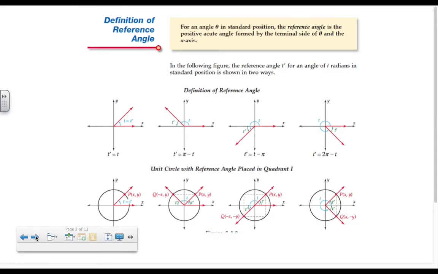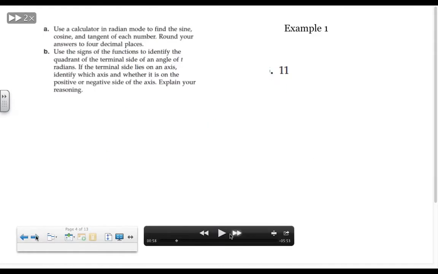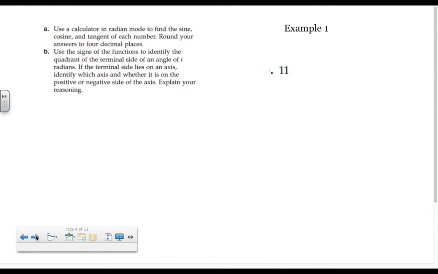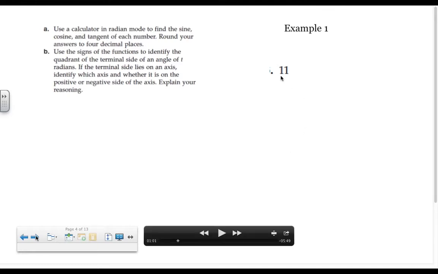Example 1. We get there. Stayed on this page a little too long. Fast forward. There we go. Okay, so here's example 1. Now, this is to help us figure out, if we're given a random number, where it falls on the unit circle approximately. Okay, so you can use your calculator in radian mode. Please make sure your calculator's in radian mode. And by the way, this is 11, not 0.11.